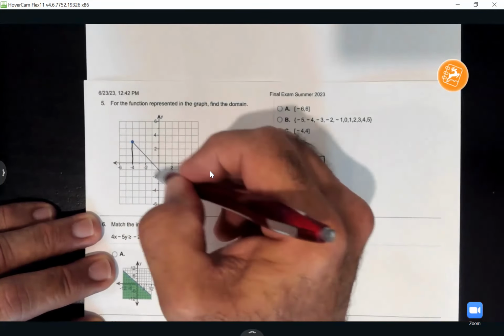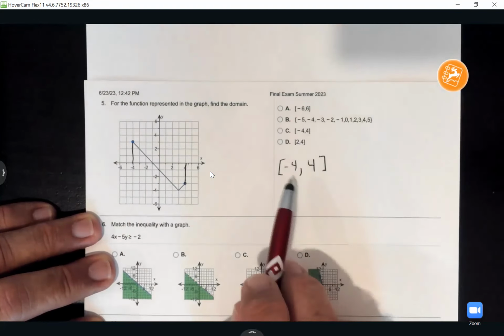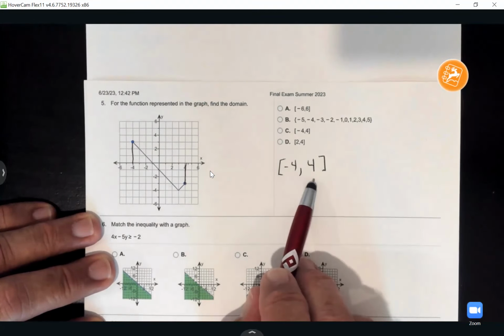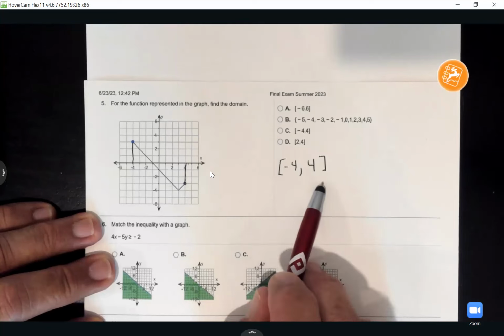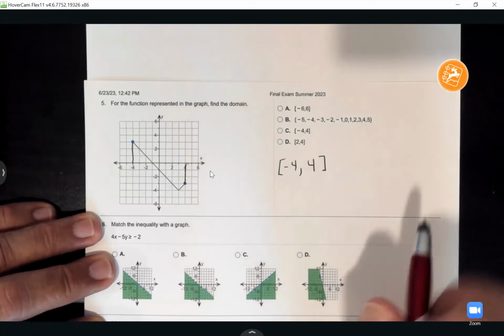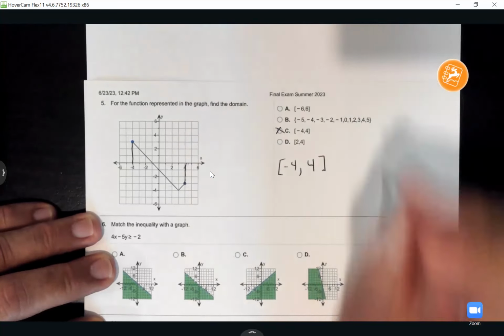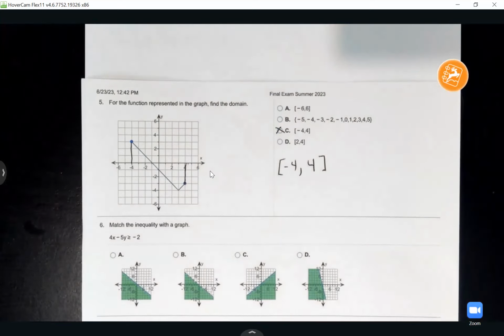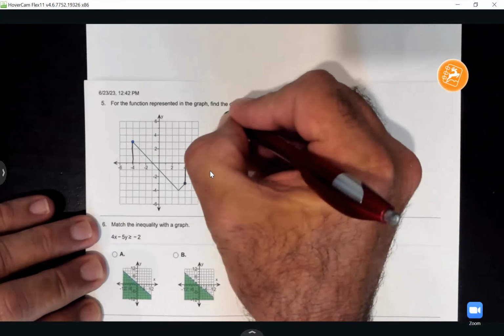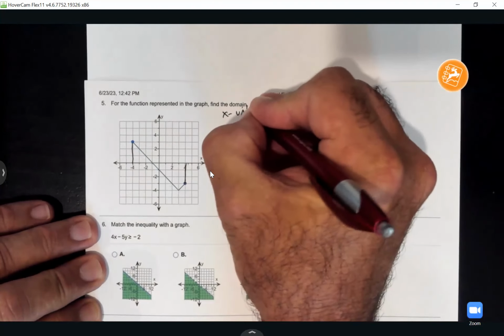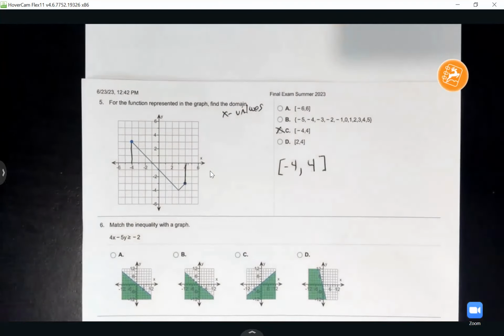Now, since it's a continuous line, we would use our interval notation and go from -4 to +4. And y'all, the only one that's got that is RC. So remember, domain are X values. Okay.